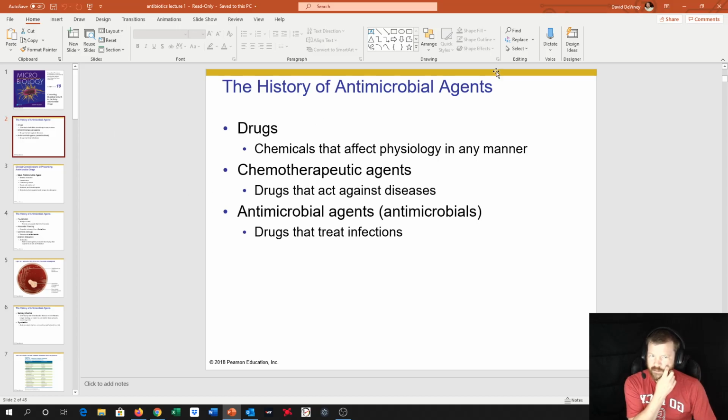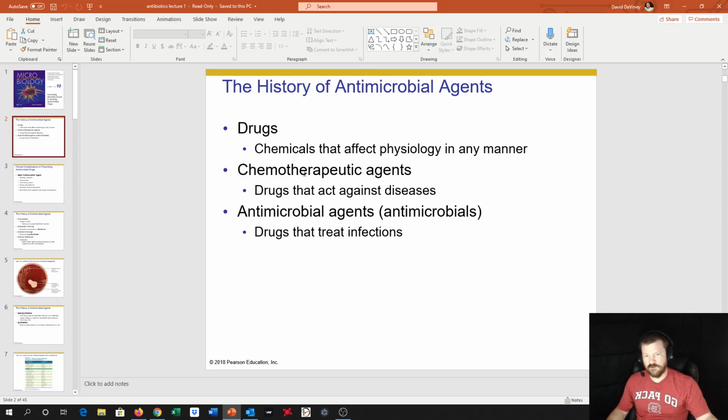So if we look at antimicrobial agents and the history of them, we have to define a few things, like what are drugs. In common lexicon, if you were just to say drugs, then maybe you think about illegal things, but drugs are any chemical that can affect physiology, right? So depending on how it's used, drugs can be any classification of things or any number of things.